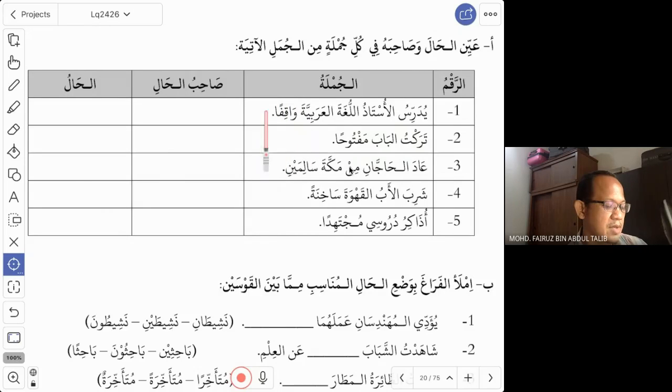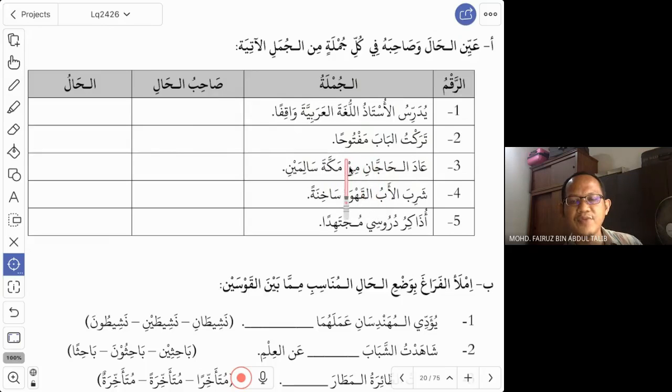So this is what we call the hal. The word waqif is the hal. And where is the sahibul hal? The word al-ustaz, because it explained the ustaz when the ustaz was teaching. Okay, so this is the hal for the first jumlah. Hal wa sahibul hal. If you look at the two words, they are both muzakkar and also mufrad. Naam. Baik. Al-jumlatu thaniyah: taraktul baba maftuhan.